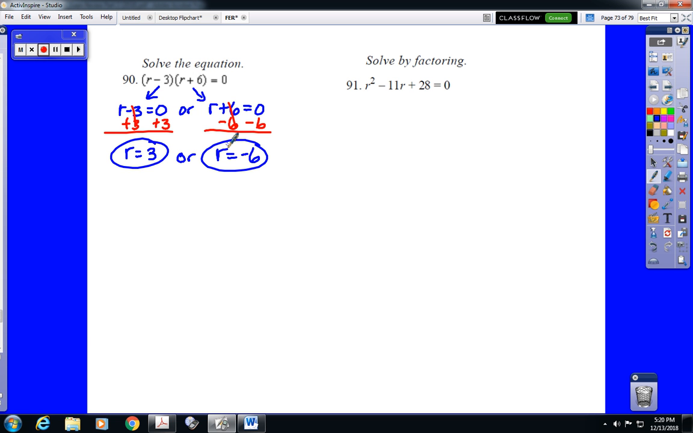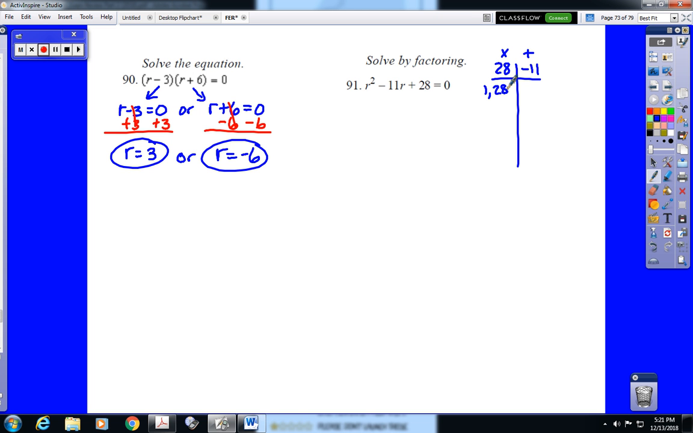On 91, they have not factored yet. No problem. We just factor. We're looking for two numbers that multiply to 28 and add to negative 11. So again, there's only so many options. Might as well write them all out if we're not sure.